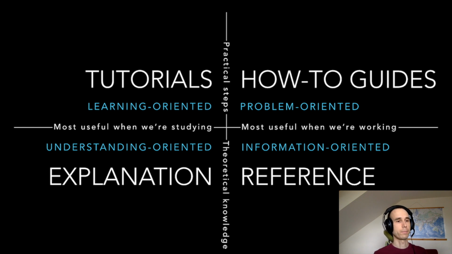There are also explanations to provide background and context and deepen your understanding of the framework. For example, we have pages explaining repositories, controllers, dependency injection, and how they all work together. Finally, there are reference guides to provide technical description of the machinery involved in the framework. For example, we have pages providing API documentation or list of configuration options accepted by REST API servers.